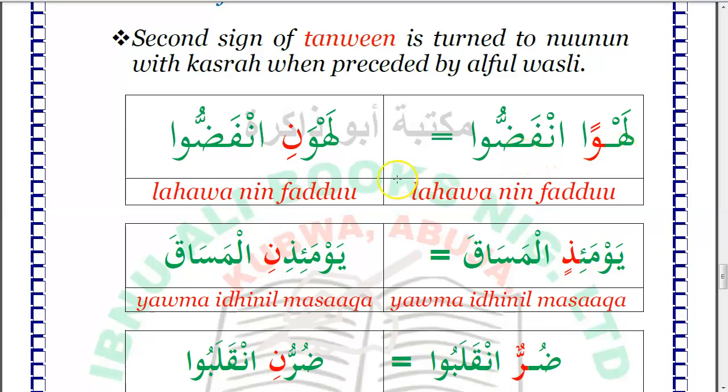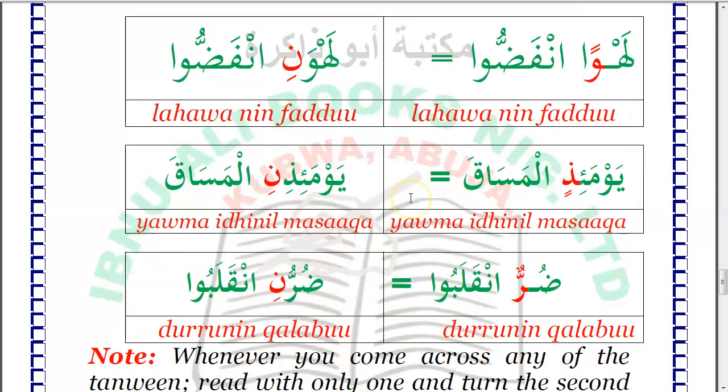Lahawa nin faddu. You are having one with double fatha here. You are going to read with single fatha, which is this. This is what I'm talking about. Lahawa. So the second fatha turns into noon with kasra. Then attach it to this. So the alif al-wasl will be ineffective, will be passive. We now read this as lahawa nin faddu. That is how we read it.